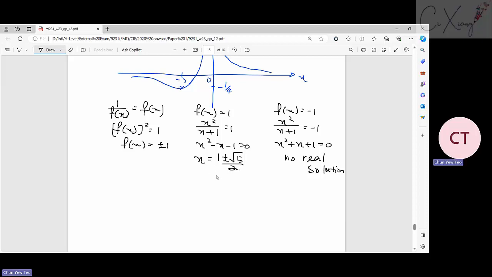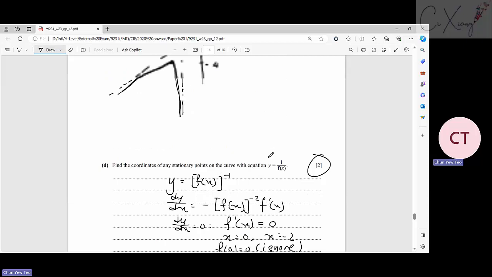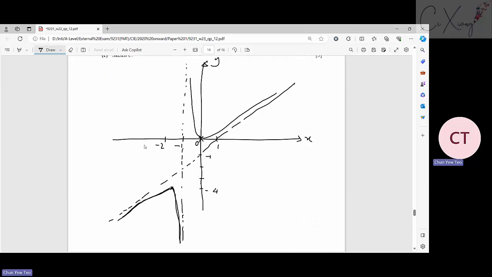Then our answer will only be x equal to 1 plus square root 5 over 2 and x equal to 1 minus square root 5 over 2. If you compare to the graph just now, if you have the graphs together over here, you can see that this graph actually has two intersections only. That means one of these must be 1 plus square root 5 over 2. Another one will be 1 minus square root 5 over 2.